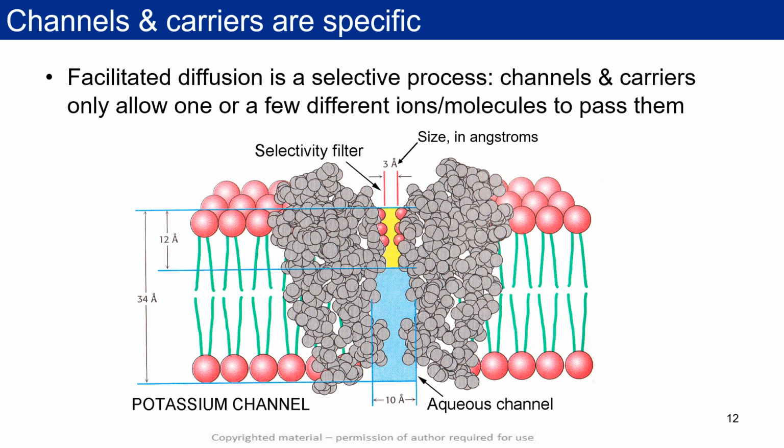Channels and carriers don't allow all types of molecules to pass through them. Rather, they are usually highly selective and only allow one or two different ions or molecules to pass through them. Here we see a potassium channel. It has a selectivity filter that's shown in yellow. This filter will only let potassium ions pass through it. A substance of a different size or charge will not be able to pass through. Although channels are technically open holes in the membrane, they won't let all solutes pass through them. That is, they are selective.